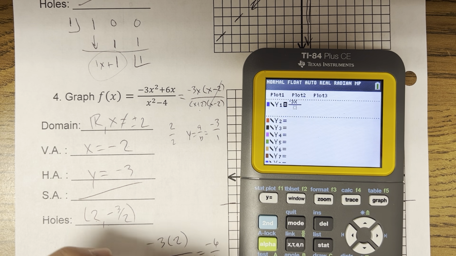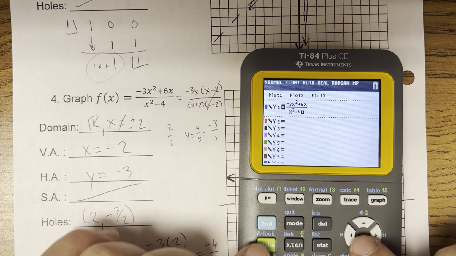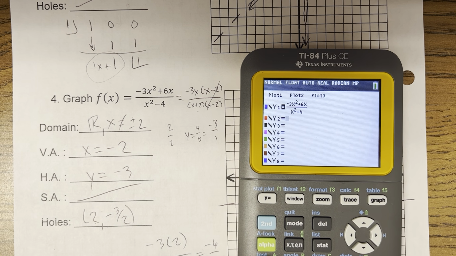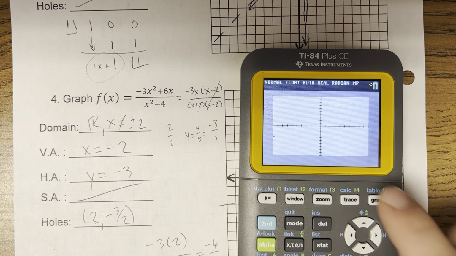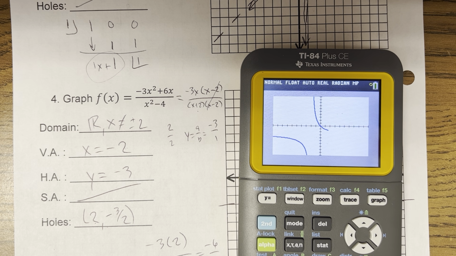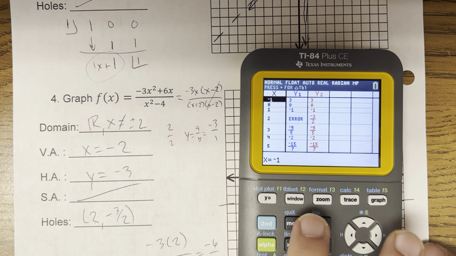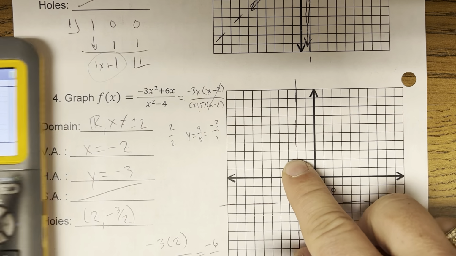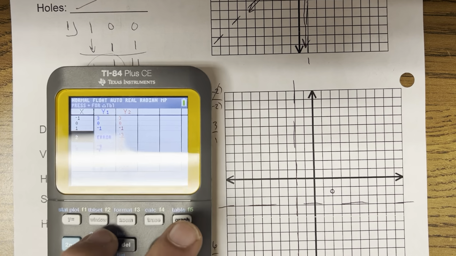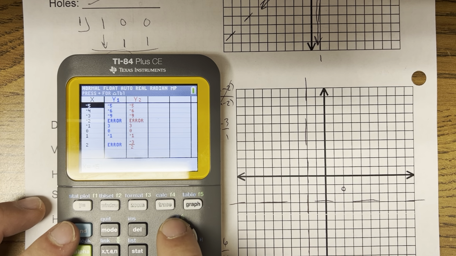So -3x squared plus 6x over x squared minus 4. And if you want to, you can put in your simplified one as well, -3x over x plus 2. So we see they're the same graph. And then we'll go to our table. And so one thing that's nice when you put in the simplified, you see where the hole is, which is the same thing we got. We can see it in our table as well when we put in the simplified version, but I'll go on either side of my asymptote.